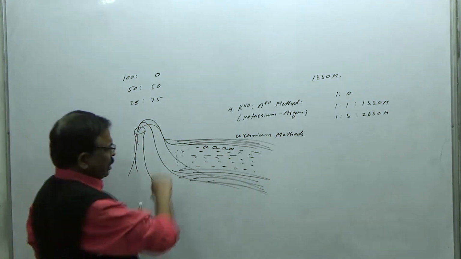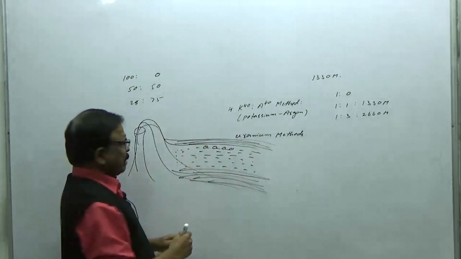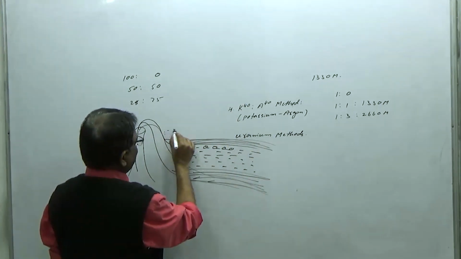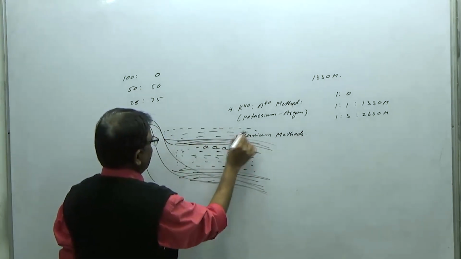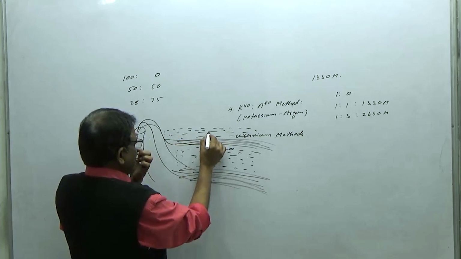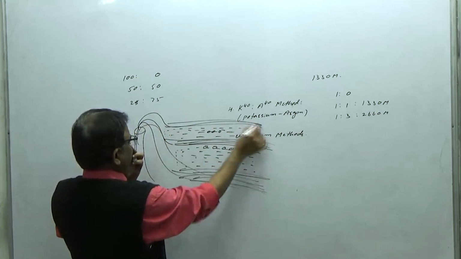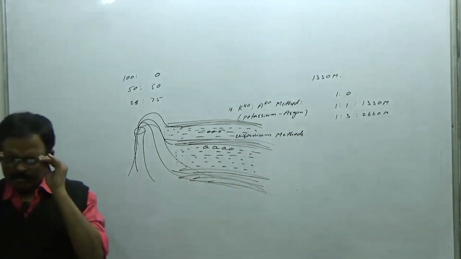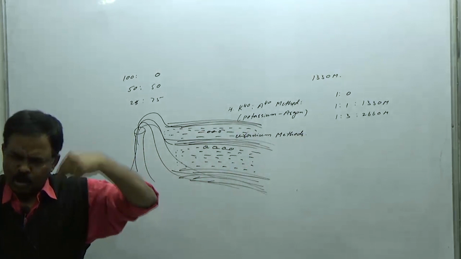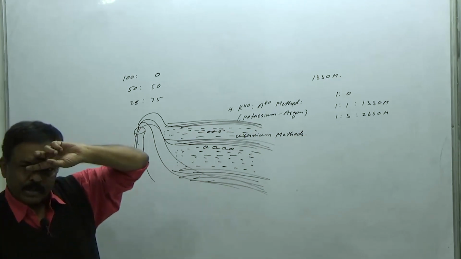Then again weathering activity, rain, and again a mud layer will form. Plants, animals, human activity. Again volcanic activity will occur, and another layer will form. Like that, the number of layers goes on for some millions of years.